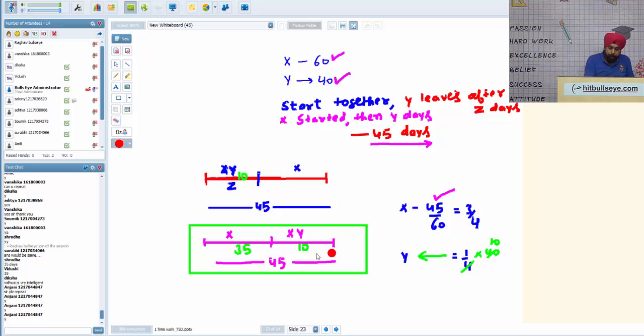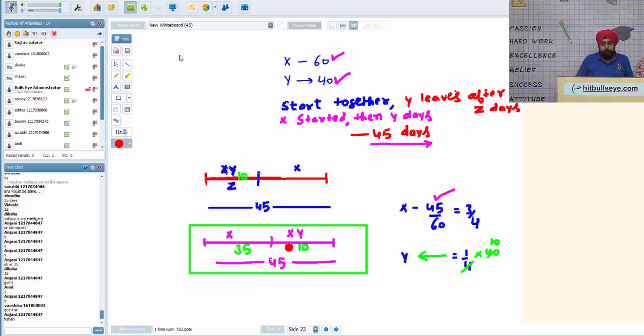Now this time, because Y is present in the end, he will work for the last 10 days out of a total of 45. So he would have joined after how many days, Anjani? If you work for the last 10 days out of 45, this means you joined after 35 days. Right? Okay. So let's go to the next topic, students, and I strongly suggest, if you still face problems, go through the video on work and pipes.